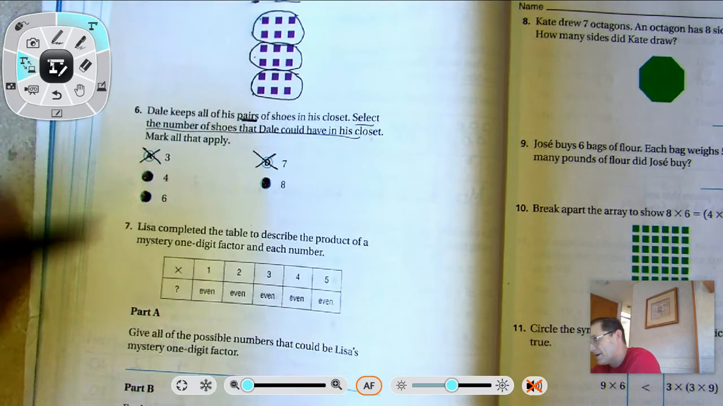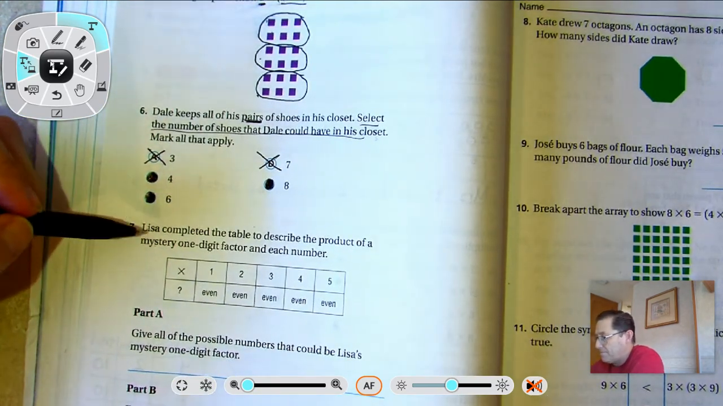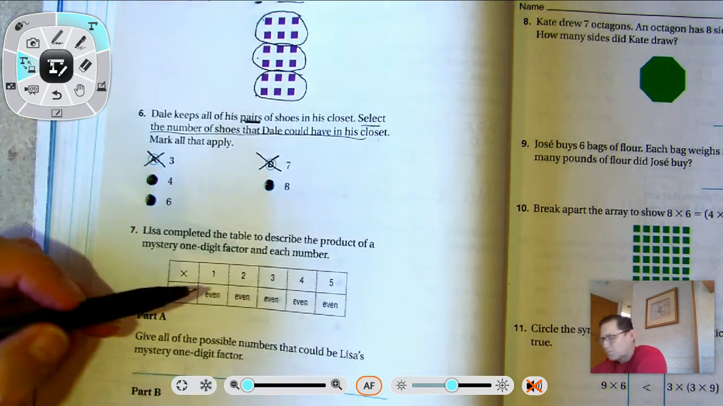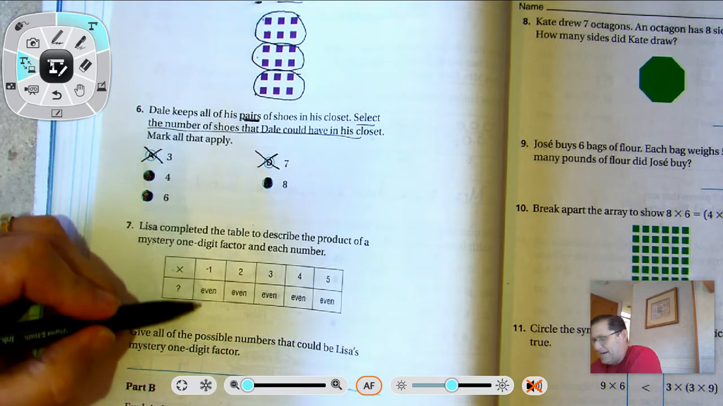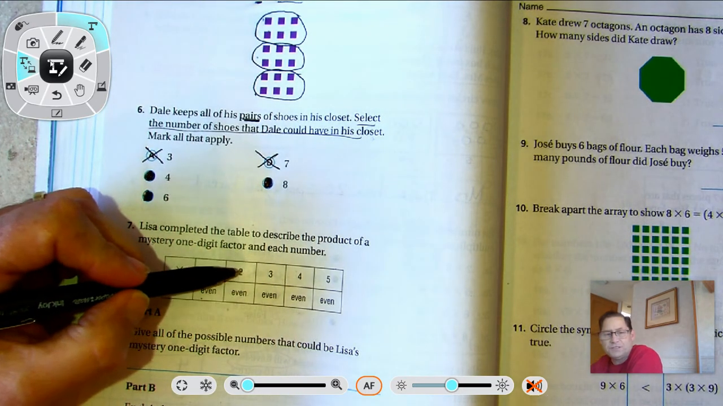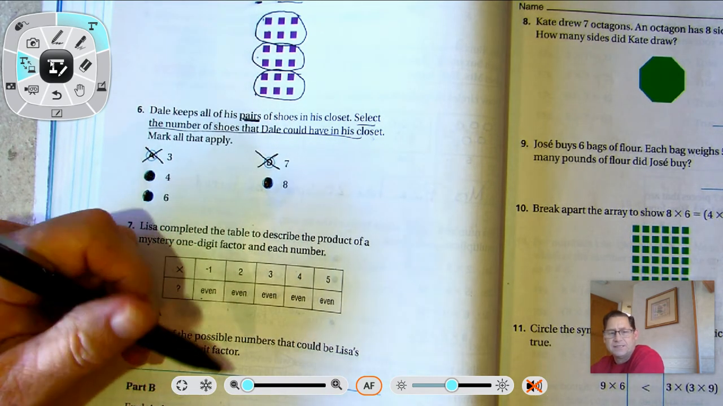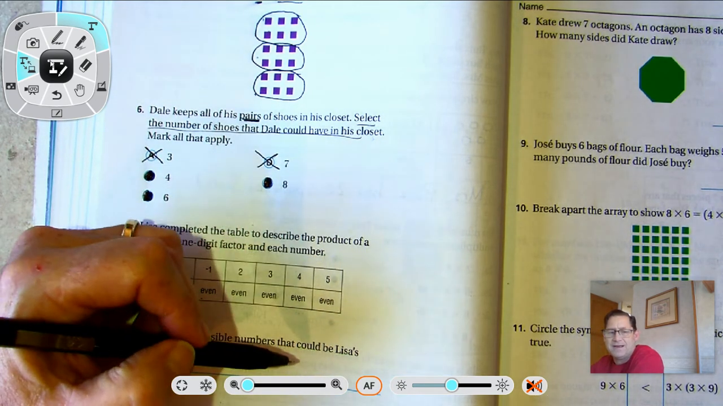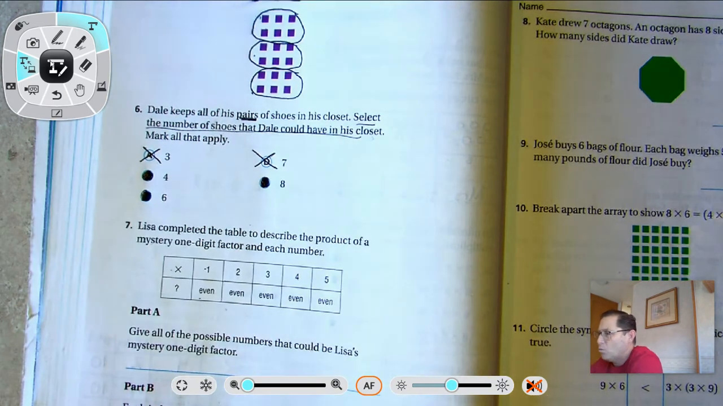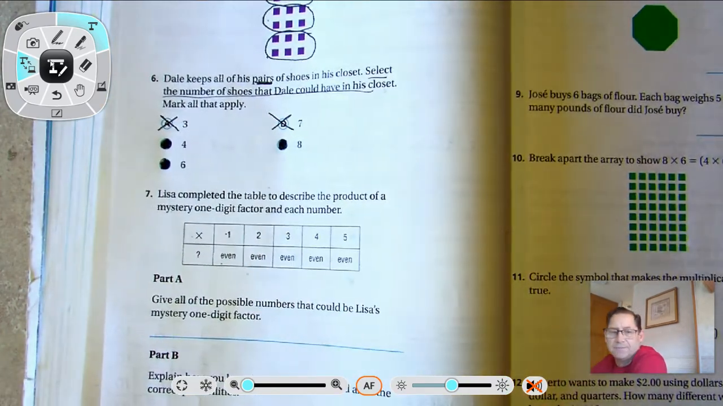All right. Number 7. Lisa completed the table to describe the product of a mystery 1-digit factor and each number. So she multiplied and she got an even answer when she multiplied by 1. And then she multiplied again by 2 and she got an even answer. Then she multiplied by 3 and got an even answer. Then she multiplied by 4 and got an even answer. And then she multiplied by 5 and got an even answer. What are all the possible numbers she could have been multiplying by?